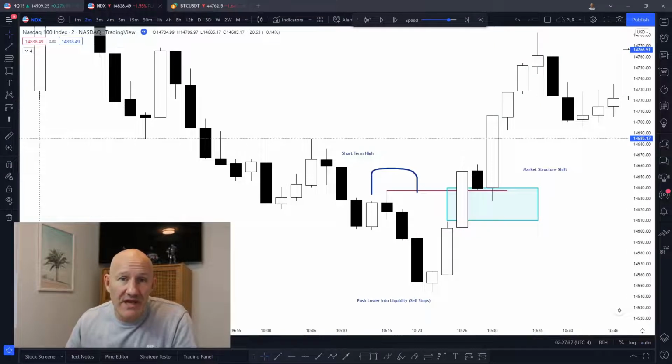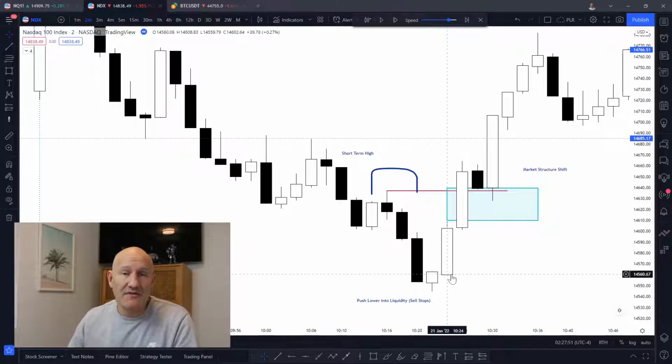So zooming in now to the 2-minute chart, we're going to look much more closely at those liquidity grabbing points. The first one we're going to look at is that push lower that runs down into those sell stops. So this is a zoom in of that particular area here. If you remember, we had that previous low, and this was the run down into that particular zone.